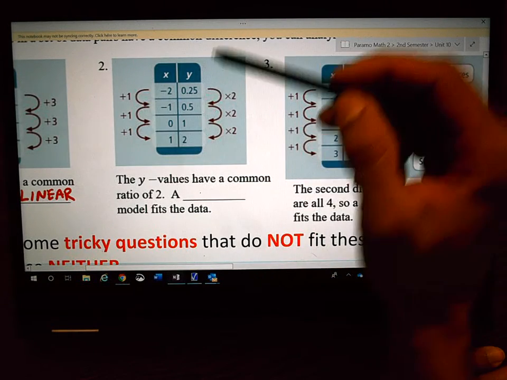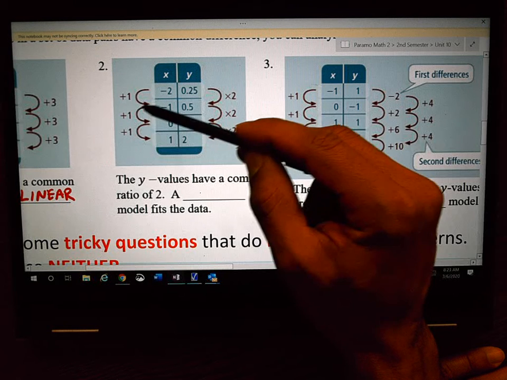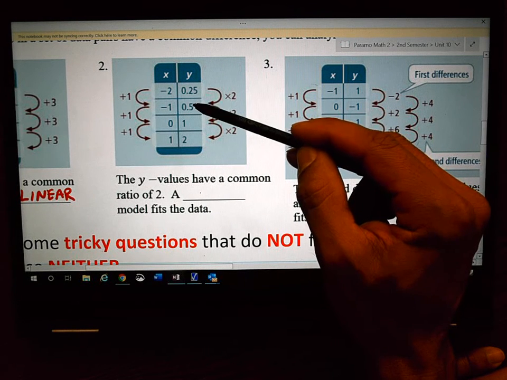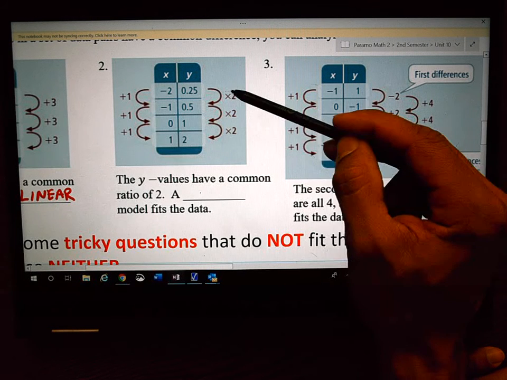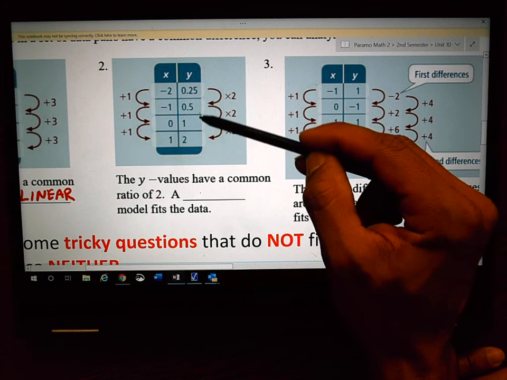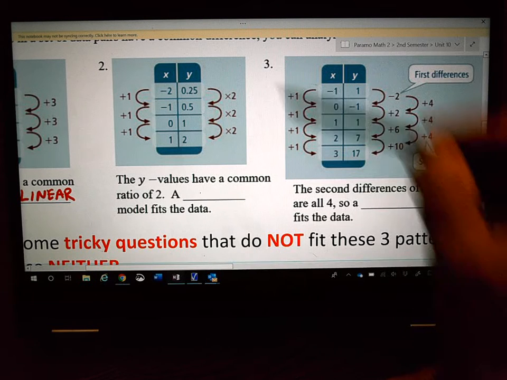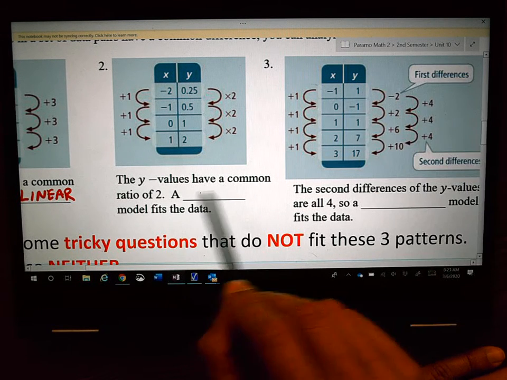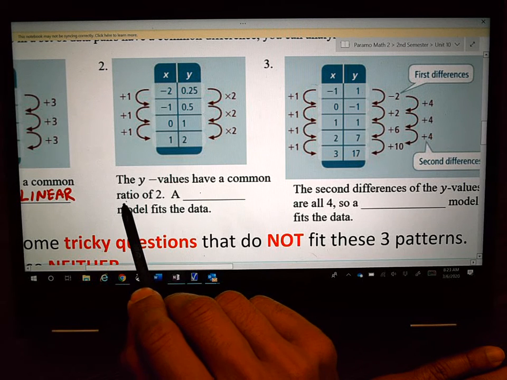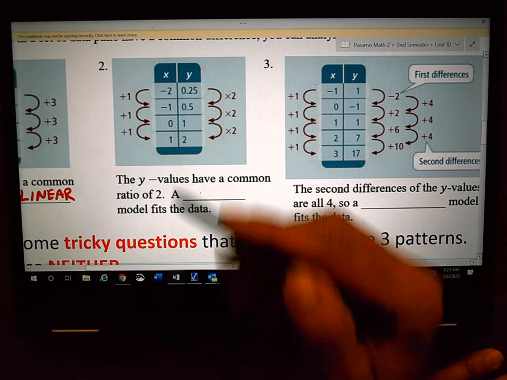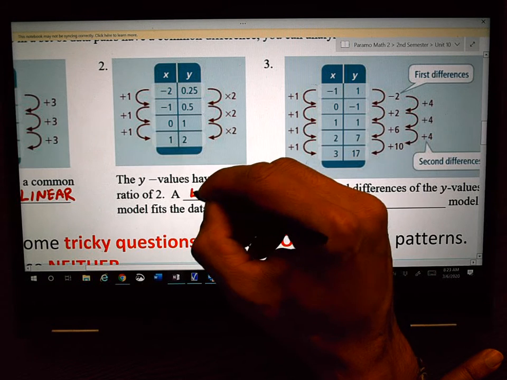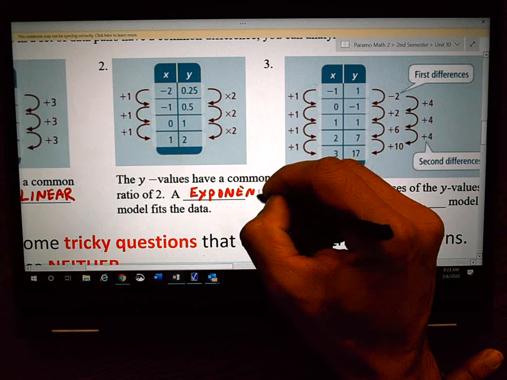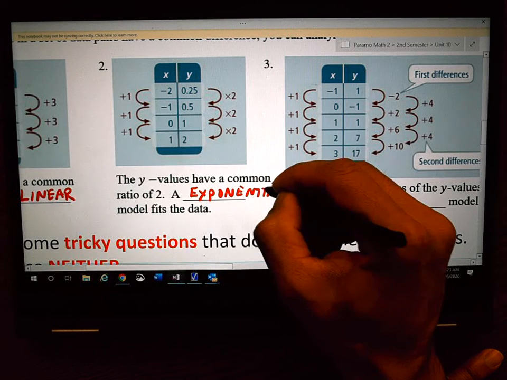The second one says, we're adding 1, adding 1, adding 1. When we look at the pattern, we went from 0.25 to 0.5 to 1 to 2, and we look at that and we say, hey, it's multiplying by 2, multiplying by 2, multiplying by 2. If it's multiplying by the same number every single time, it is called a common ratio. Common ratios are exponential. Write that in.